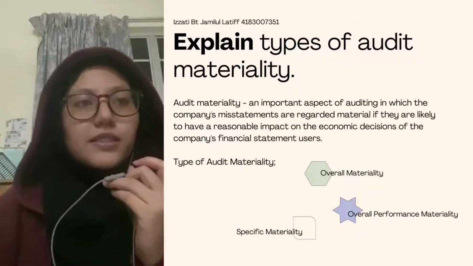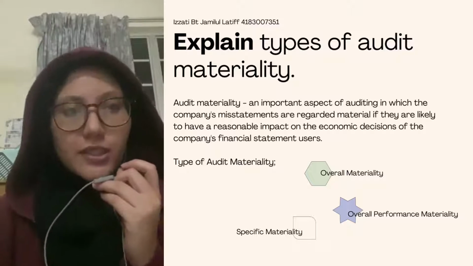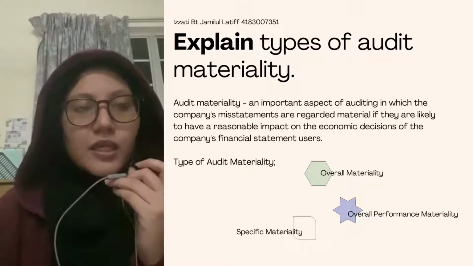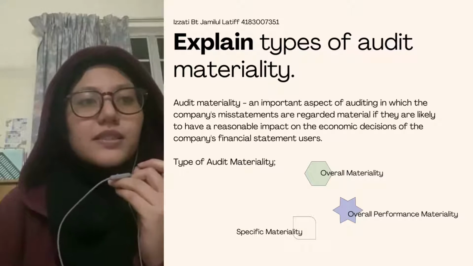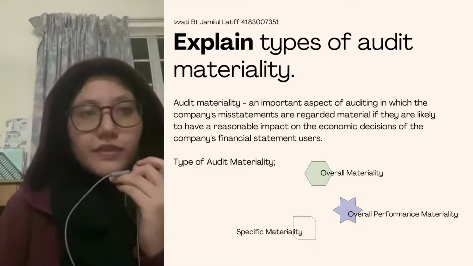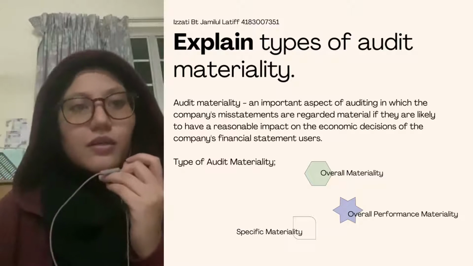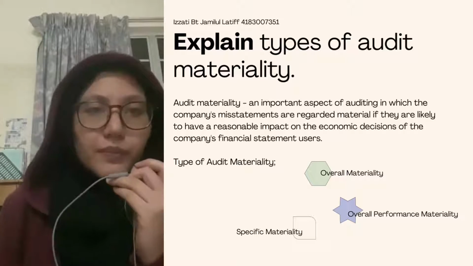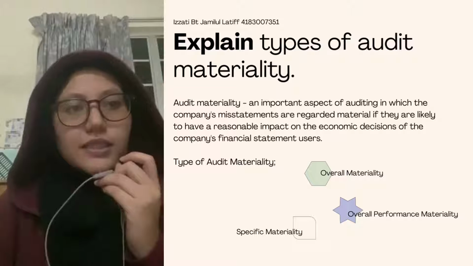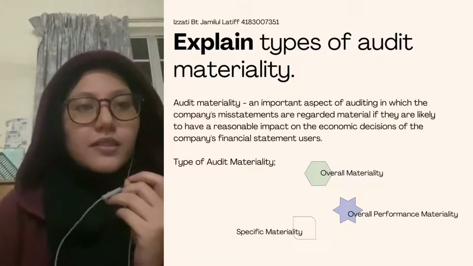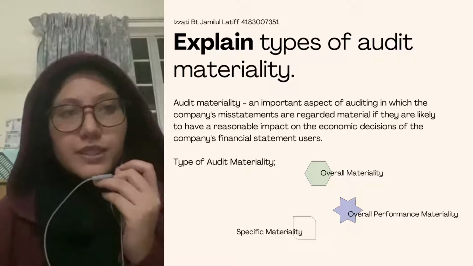So we can see there are types of audit materiality: overall materiality, overall performance materiality, and specific materiality. Overall materiality is the level in the financial statements of the company that can influence the decision making of the users of the financial statements as a whole, as judged by the company's auditor. Next is overall performance materiality. The materiality level evaluated by the company's auditor is known as overall performance materiality.